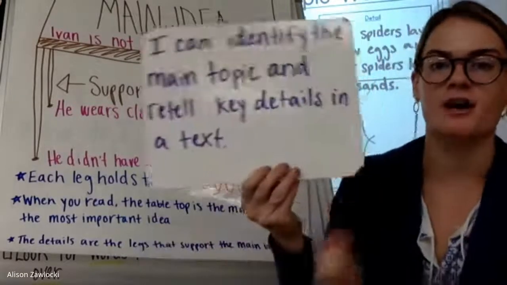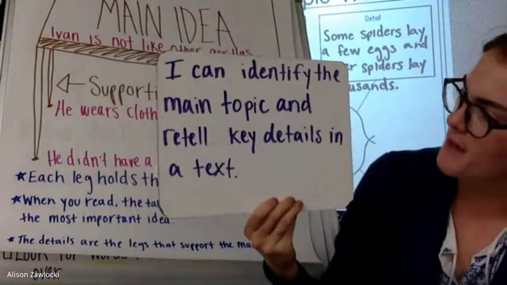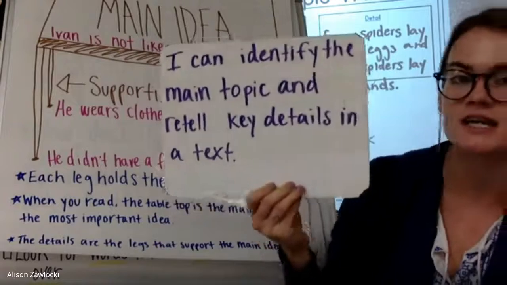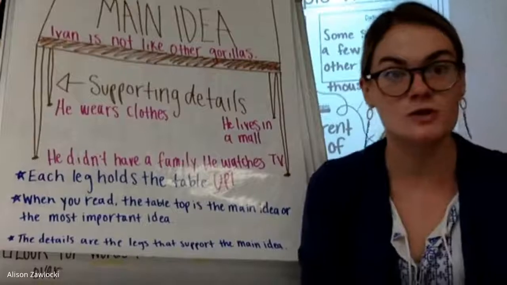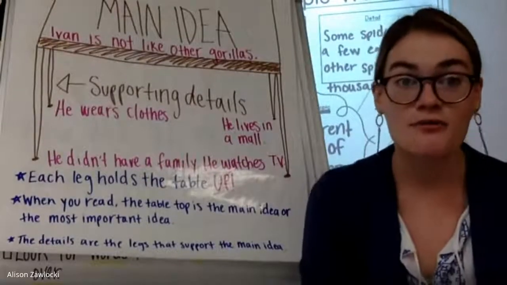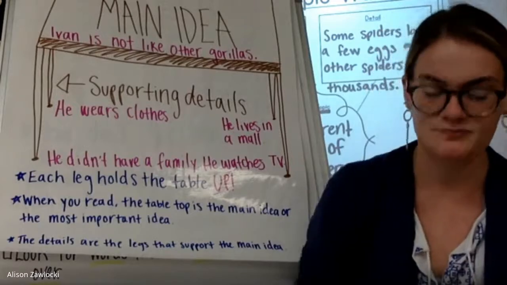Let's start by reading our I can statement. I can identify the main topic and retell key details in a text. So we did this yesterday. We are going to continue to do this today. Before we get started, let's go ahead and go over our sight words for this week.